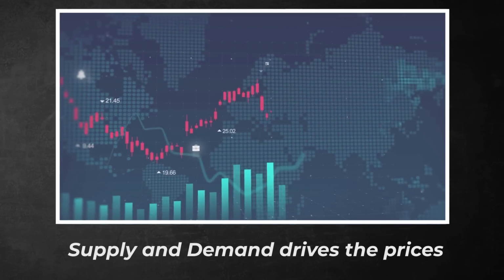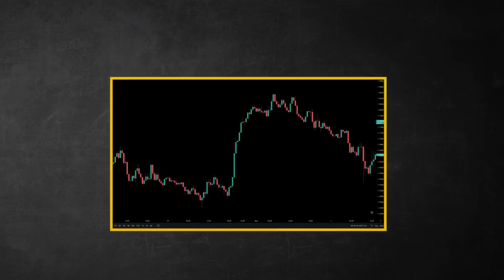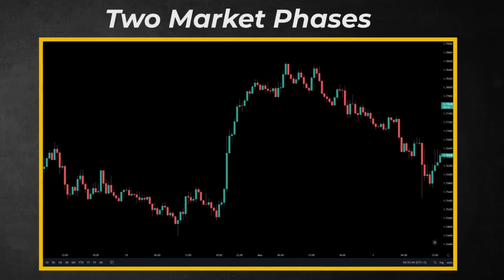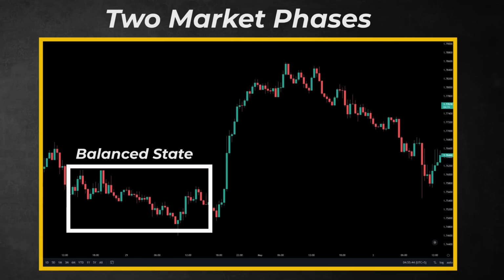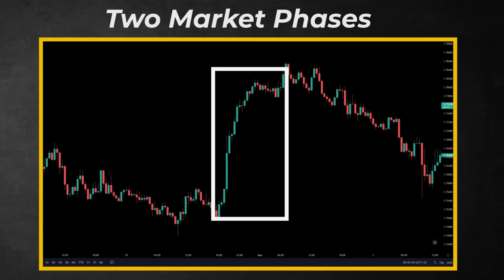The driving force behind the changes in price in any market is supply and demand. Market has generally one of these two phases at all times. The first one is the balanced state, in which the market is moving inside a range and there are no impulsive moves or gaps in the market. This represents that the forces of buyers and sellers are equal, and the market makes this ranging structure. The second phase is the unbalanced state, in which the number of buyers and sellers are not equal, and it is in this state where the supply and demand zones are formed.